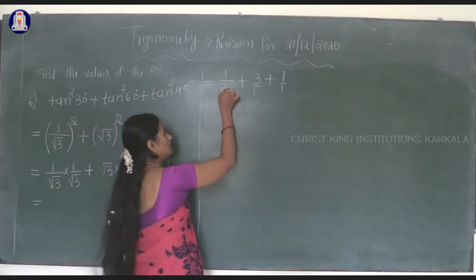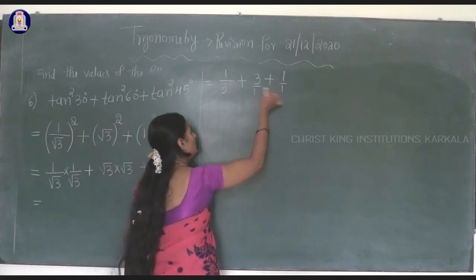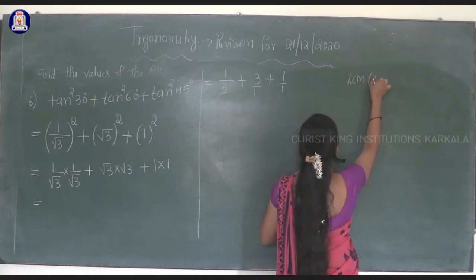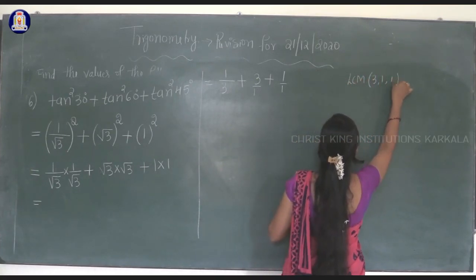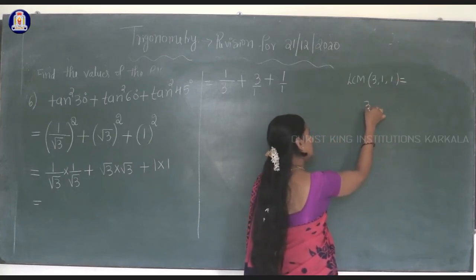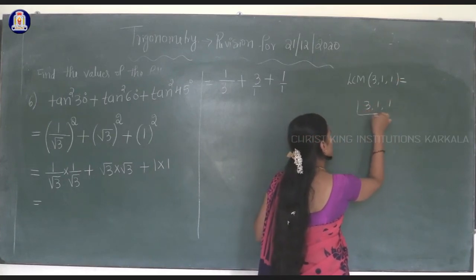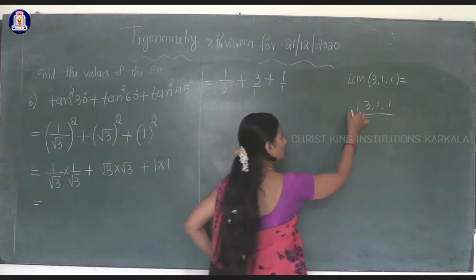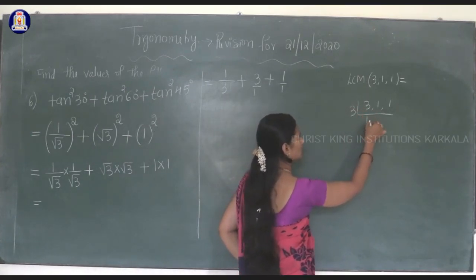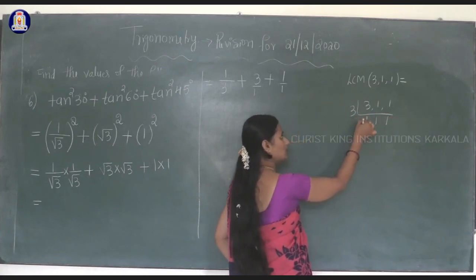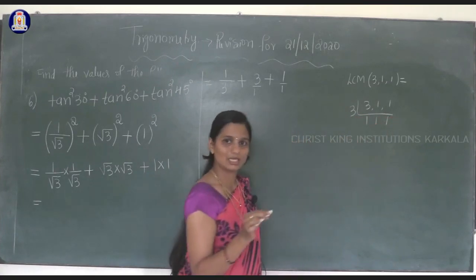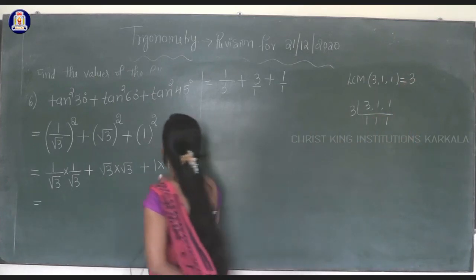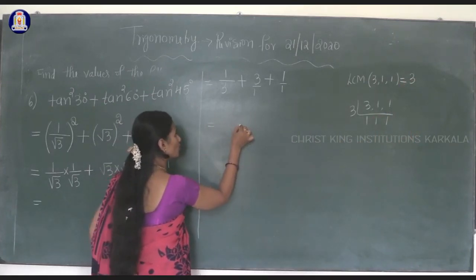Now the denominators are 3, 1 and 1. So what is the LCM of 3, 1, 1? So 3 is a factor, correct? The 1s stay as they are. 3 into 1 into 1 is 3. So the LCM of those numbers is equal to 3. So the LCM is what? 3.